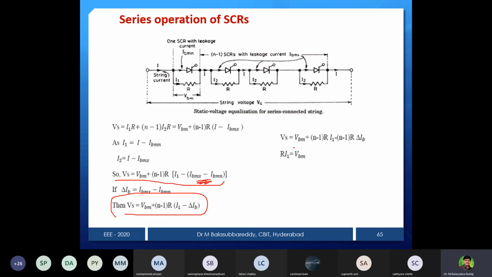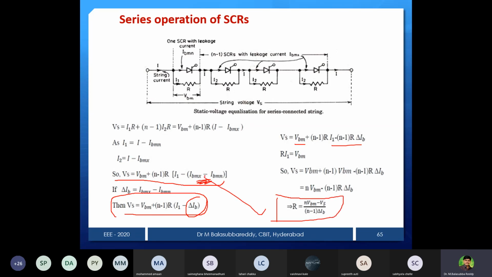And now from this further, I can simplify V_BM plus (n minus 1) into R. What is I1 minus delta IB? According to this formula, you can simplify that. What is the R value? Just the simplification. Now you will get R is equal to (N into V_BM minus Vs) by (N minus 1) into delta IB. So you know the number of SCRs, you know the string voltage, and the difference of the leakage currents. If you know all the parameters, you make use of that. But one parameter must and should be the number of SCRs.